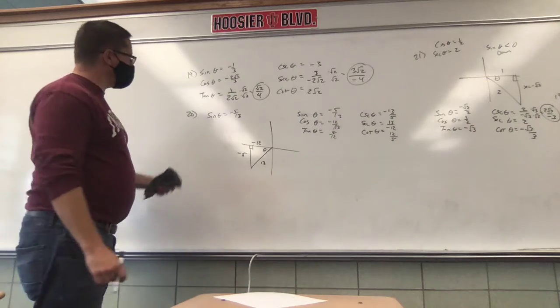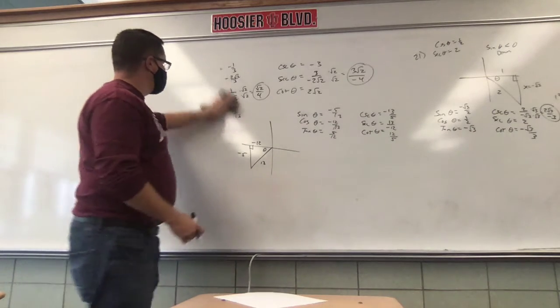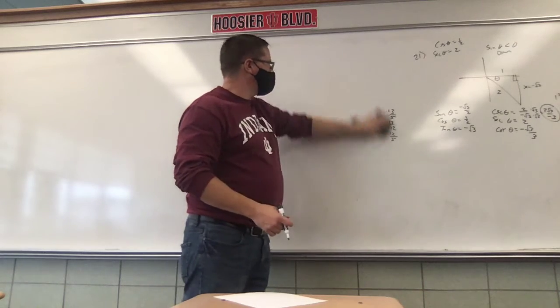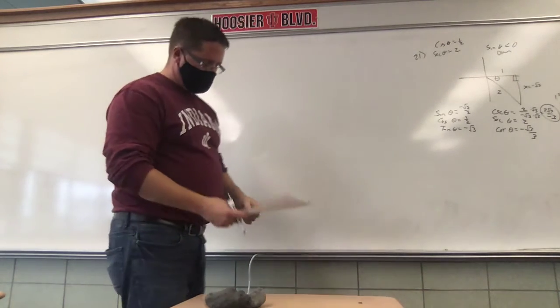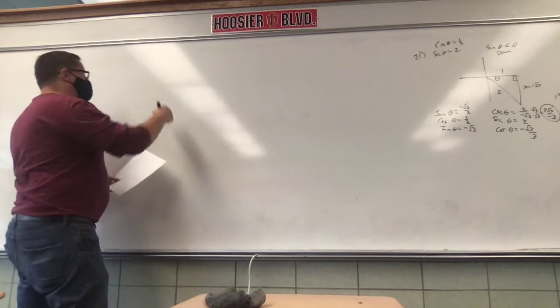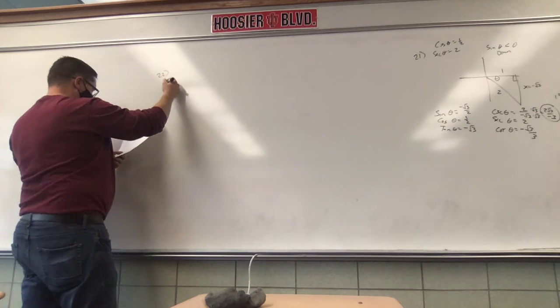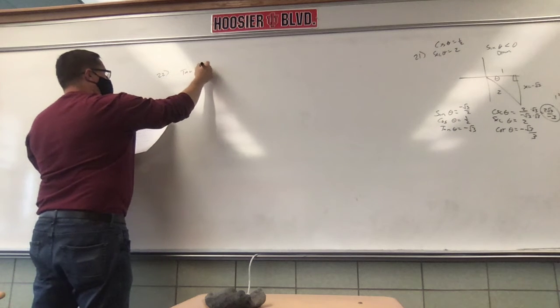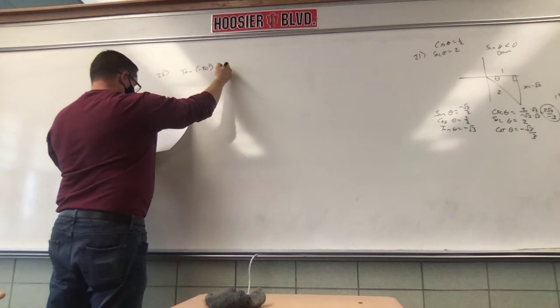Okay, that's the last of the long questions. The rest of these are going to be real short with hardly any writing. Okay, 22. True or false? Okay, tangent of negative 30 degrees is the tangent of 30 degrees.